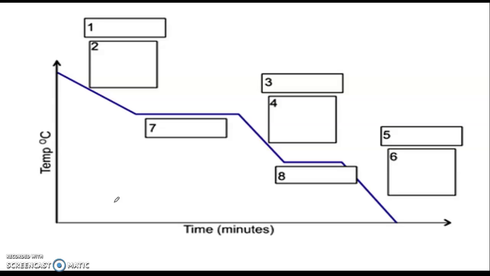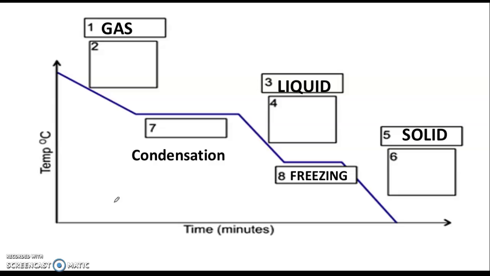So, if you said that box 1 represents gas, you are correct. If you said box 3 represents liquid, you are correct. And if you said box 5 represents solid, you are correct. This is a cooling curve. So instead of us now increasing our heat, we are decreasing our heat. So our particles are now becoming more compact. Now, how do we get from gas to liquid? Well, we are going through condensation. We already discussed this a little bit yesterday. And then how do we get from liquid to solid? We are going through freezing, right?